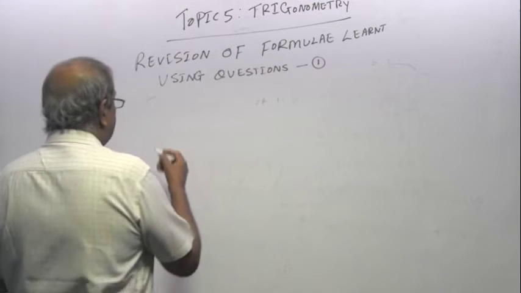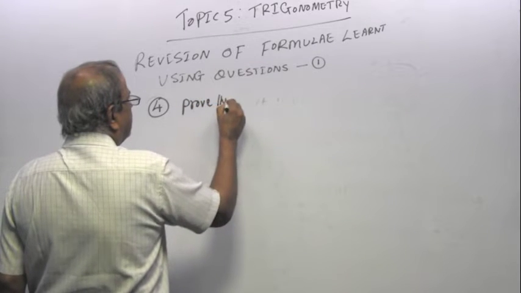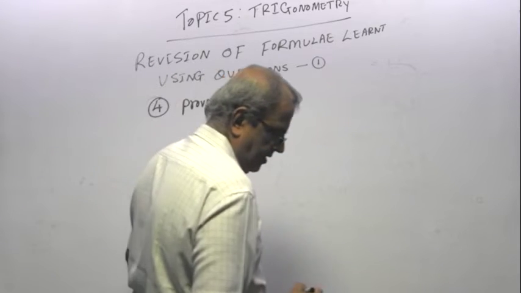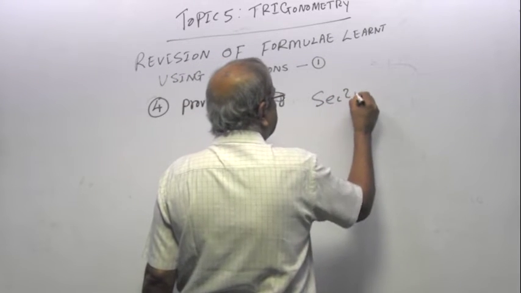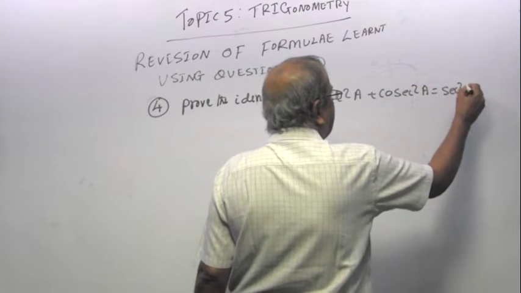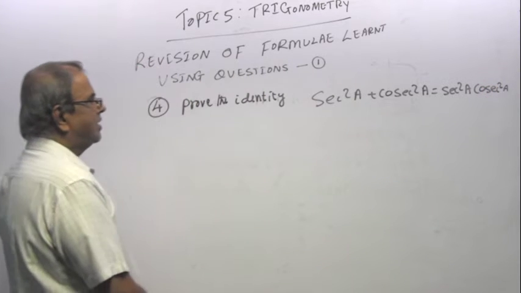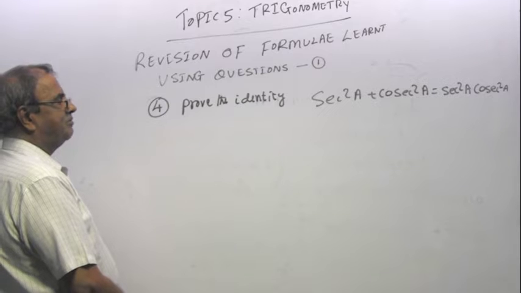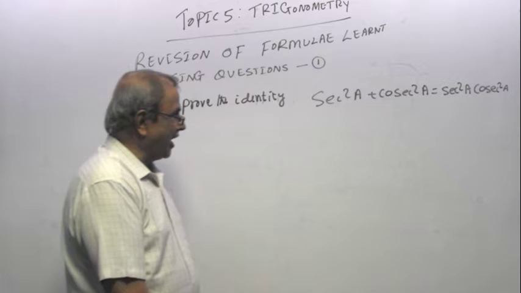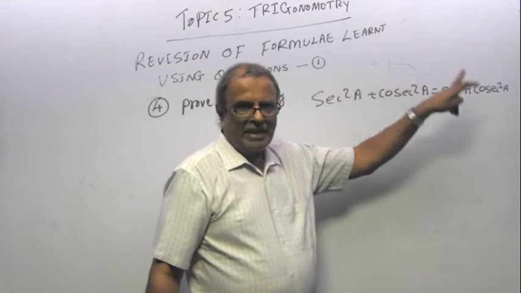Next, prove the identity. Or they might say, show that. Prove the identity: sec squared A plus cosec squared A equals sec squared A times cosec squared A. Well, when in doubt, play the trump. What is the trump? Sine and cos. Why? It's easier to convert a plus into a times than a times into a plus.